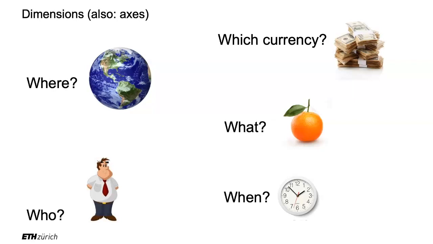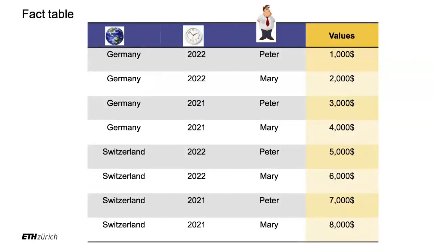Maybe you want to separate between dollars, euros, Swiss francs, rupees, yuan, and so on. And many, many more, right? Who, if you have salespersons, then you want to also look at the data for the teams, for example. So these are the kind of dimensions you can have. Some people say axis for a dimension, but it's really just a matter of terminology.